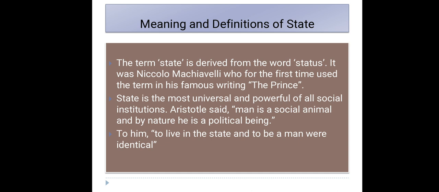State is, as we have seen today, the most universal and powerful of all social institutions. Even in ancient times, Aristotle said, while explaining the necessity of the state, that man is a social animal and by nature he is a political being. Try to understand why he used the term political being. Man is supposed to live an ordered life, a well regulated and channelized life, only as a member of the state. To him, to live in the state and to be a man were identical.